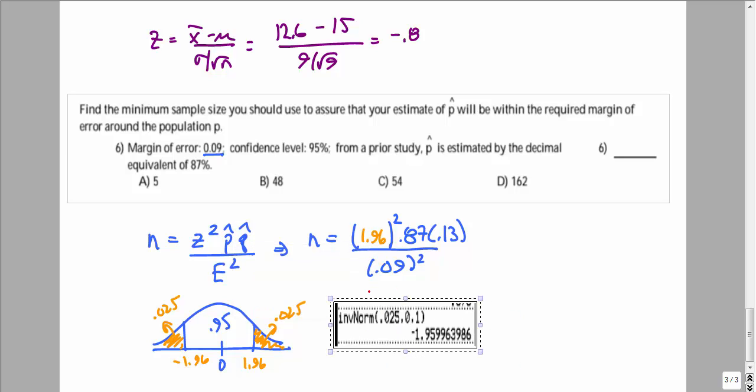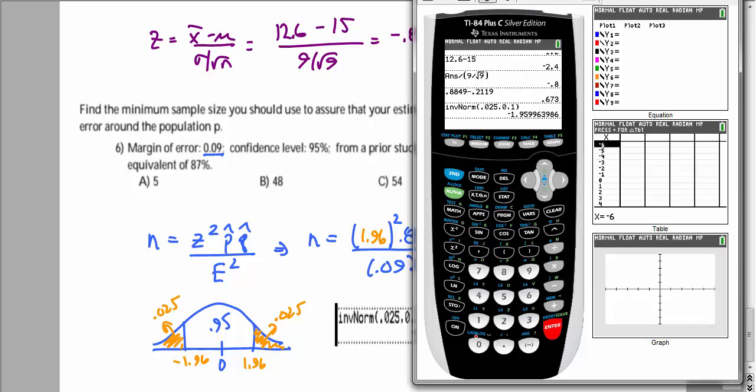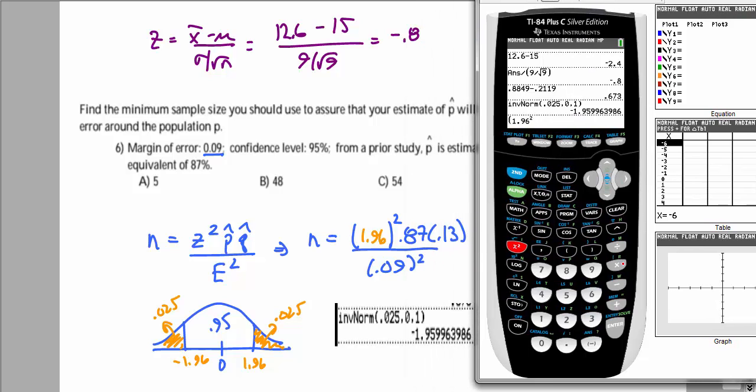And then we just go ahead and plug this entire n into my calculator. So in the numerator, I'd have 1.96 squared times 0.87 times 0.13. So that's the numerator divided by the denominator squared, which is 0.09 quantity squared.